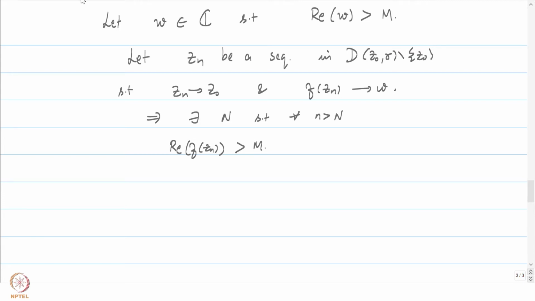So the convergence ensures that this happens, which is again a contradiction, because now we have found a sequence of points Zn such that the real part of f(Zn) is greater than M, and therefore z0 cannot be an essential singularity.